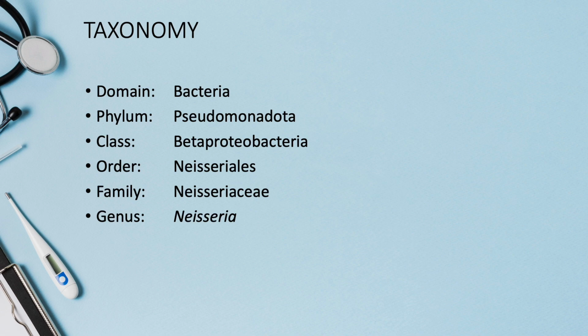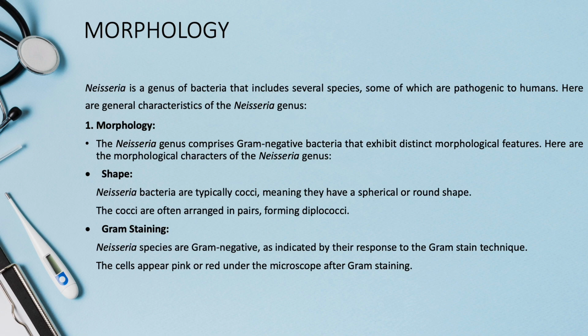So you already can see that the Neisseria genus is a spherical-shaped bacteria, so we also can call it coccus, that is arranged in pairs, so we call it diplococcus. And this is the taxonomy of Neisseria. We discussed its morphology, we discussed how it's stained, so please, I want to remind you.